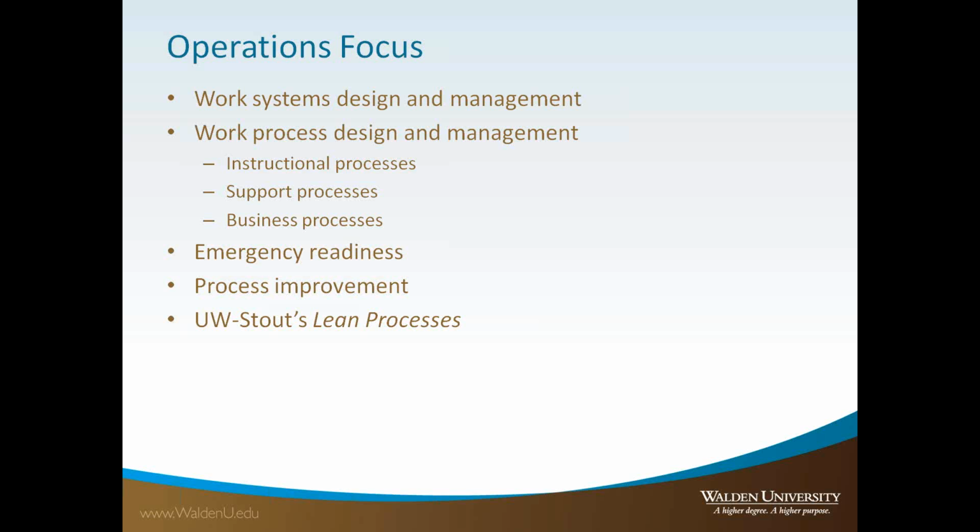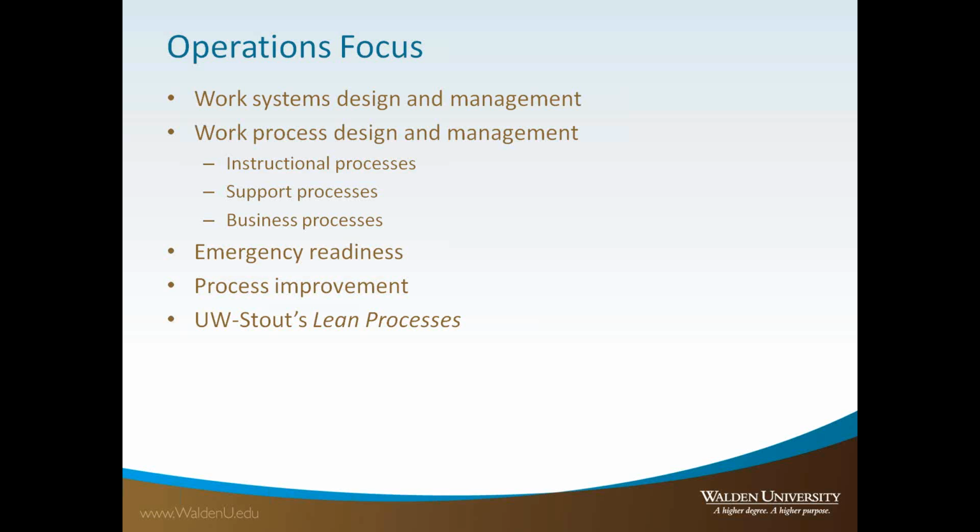It's all about process management, which is sort of the heart of continuous quality improvement. So the Baldrige criteria in this category is going to look at how well you design your work systems, how well you design and manage your work processes. And again, it's campus-wide, so it's going to be looking at those instructional or teaching and learning processes, student and employee support processes, business and administrative processes, and also, are you ready for any type of emergency?